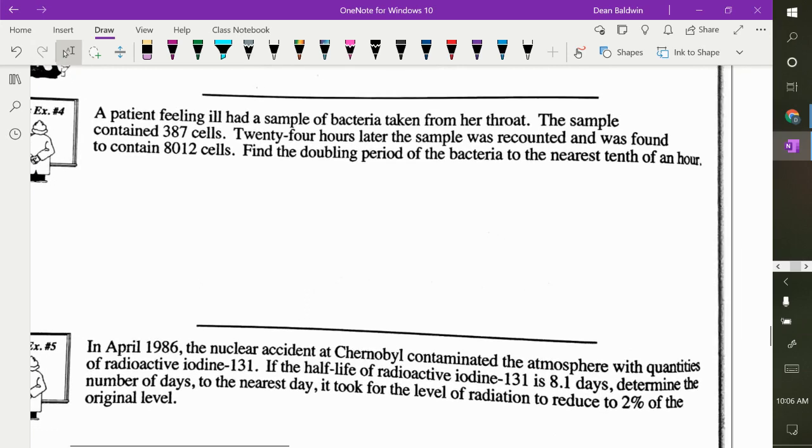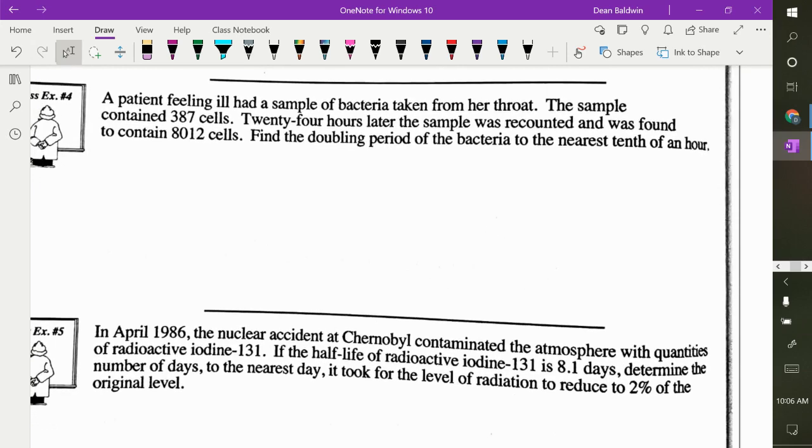Okay? So these are more science-based questions because if you take microbiology and those type of things, it's a lot of bacteria stuff. So we have a patient feeling ill, blah, blah, blah, sample. The initial sample has 387 cells. 24 hours later, the sample was recounted and had 8,012. What is the doubling period?